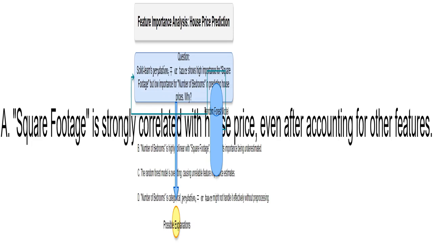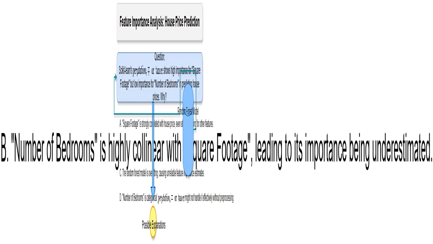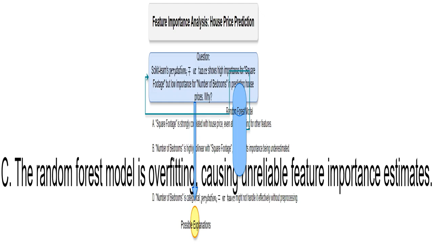A strong correlation means square footage is a great predictor of house price, even when we account for other stuff. This is also possible if number of bedrooms and square footage are closely related. The model might mainly use square footage to predict house prices, making number of bedrooms look less important than it actually is. Overfitting could definitely be the culprit. If the model is too focused on the training data's quirks, it will give inaccurate feature importance scores.